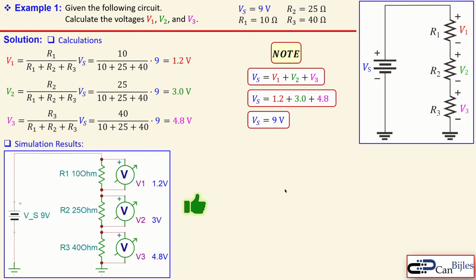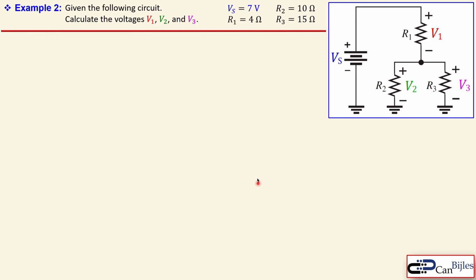Okay, let's now move on to example number 2, which is a little bit more complicated. You see here the Vs, again a different voltage source, which is 7 volts. We have again 3 resistors, but in this case we have R1 here, and now R2 and R3 are parallel. There are some different values for the resistors, and again we would like to calculate the voltages V1, V2 and V3. So what we can do here, let's see.